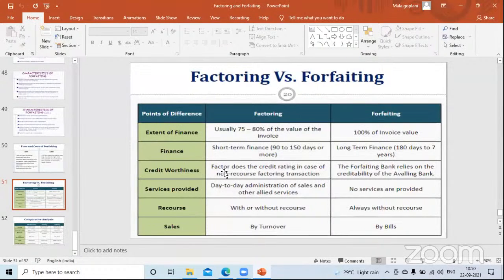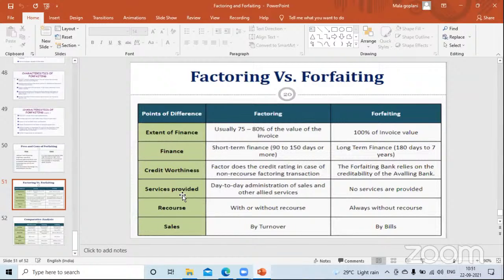Credit worthiness. Here you can go with factor, it does not need credit rating in case of non recourse, but here the forfeiting bank relies on the creditability of the availing bank. Means if your goodwill is good, only then the bank will take up the responsibility and give you the services. वो बोलते हैं ना लायक नहीं है, कंपनी का गुडविल अच्छा नहीं है. So if your goodwill is not that worth in the market, then the transaction will not take place. That means the forfeiter is dependent upon the credit worthiness, whereas the factor does not look at your goodwill in the case of non recourse, without recourse. But in the case of recourse, he will check your credit worthiness.